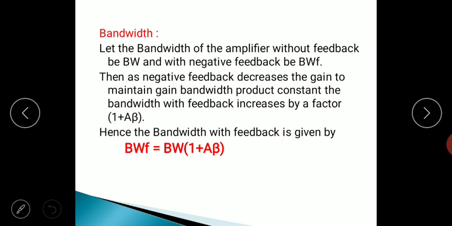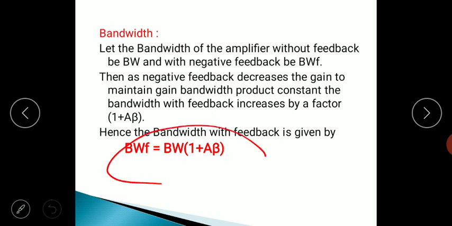Third important parameter is bandwidth. Again, consider BW is the bandwidth without feedback and BWF is the bandwidth with feedback. Then you know that negative feedback decreases the gain of the amplifier. And since negative feedback decreases the gain of the amplifier, but the figure of merit of the amplifier called gain bandwidth product should always remain constant, the decrease in the gain should be compensated by what? Increasing the bandwidth. Hence, negative feedback amplifier should increase the bandwidth by a factor of 1 plus A beta.